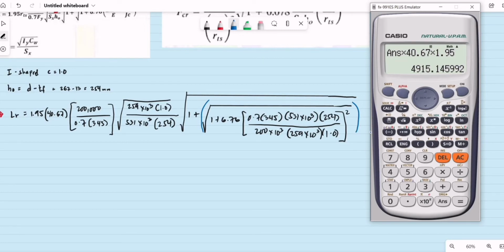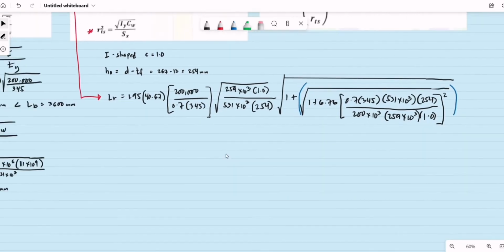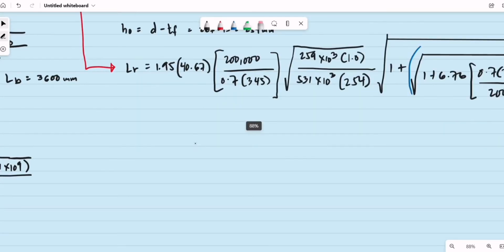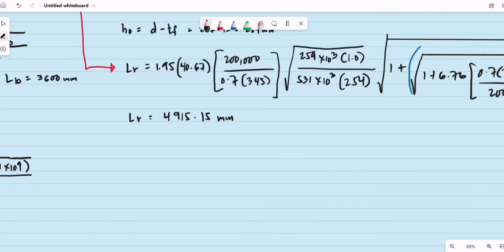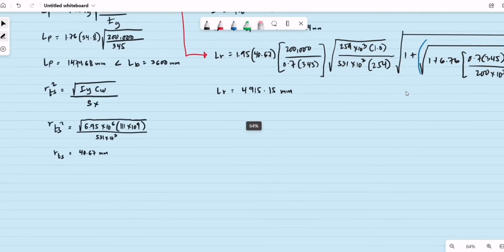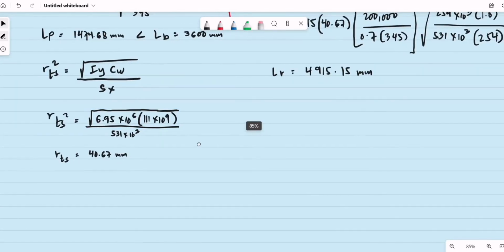So we'll be having, the value of L sub R is equal to 4,915.15. Okay, so the value of the L sub R is equal to 4,915.15 millimeters. So we can now conclude which zone.